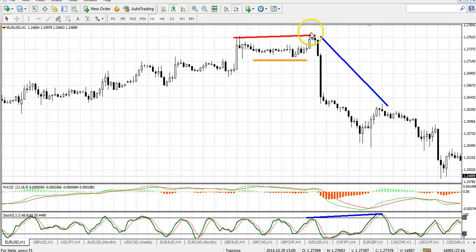2 points relatively close to each other. With the divergence, look at the MACD running down over there, and this area below here is the short breakout area.